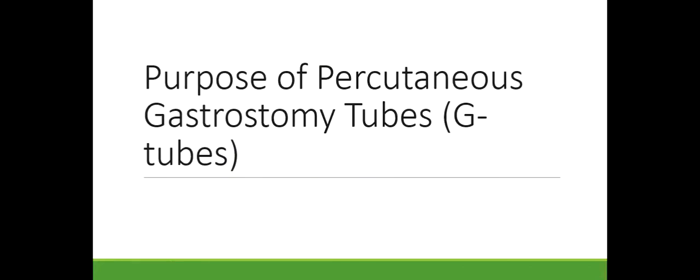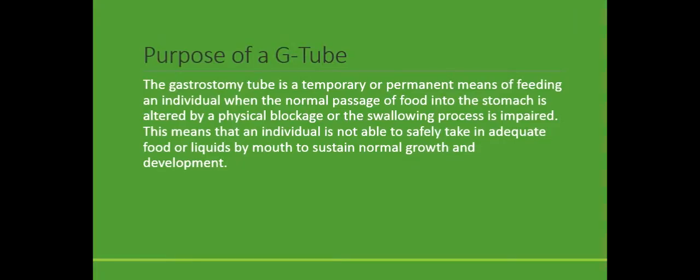Purpose of percutaneous gastrostomy tubes, or G-tubes. The gastrostomy tube is a temporary or permanent means of feeding an individual when the normal passage of food into the stomach is altered by a physical blockage or the swallowing process is impaired. This means that an individual is not able to safely take in adequate food or liquids by mouth to sustain normal growth and development.